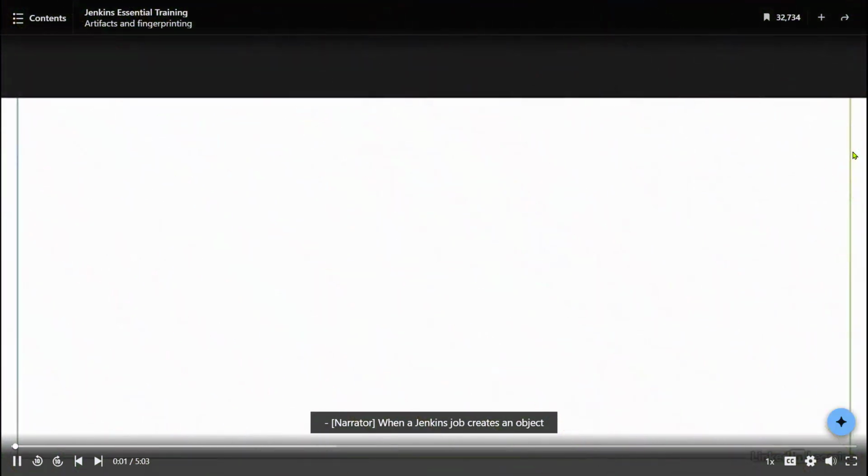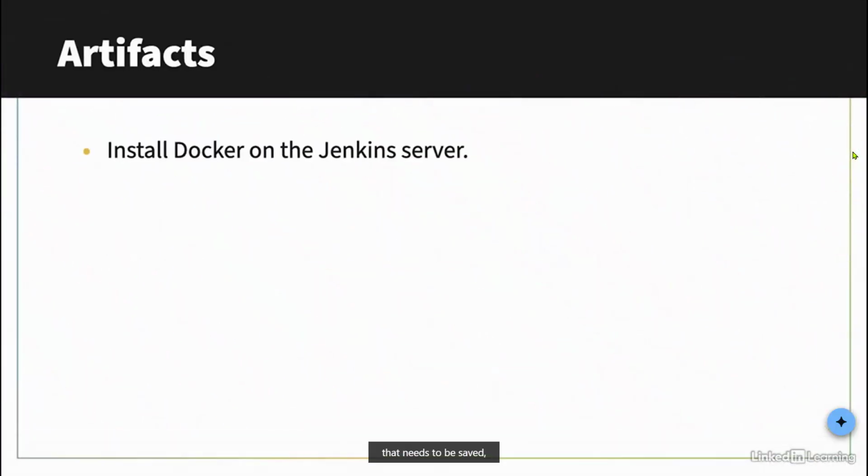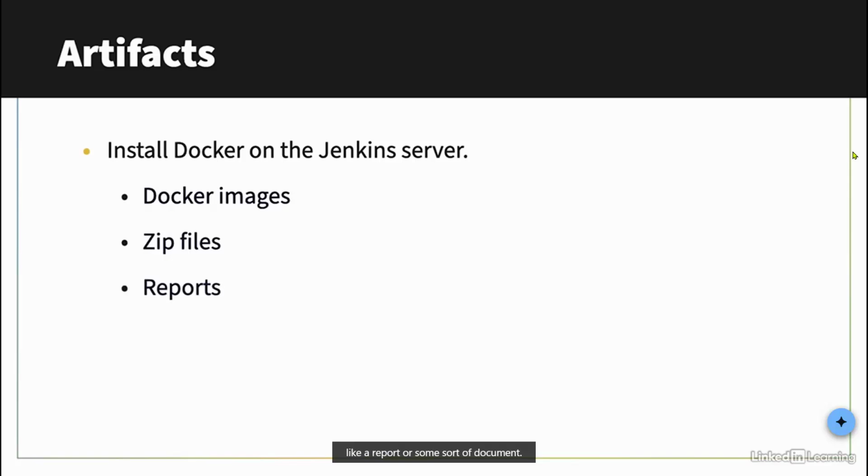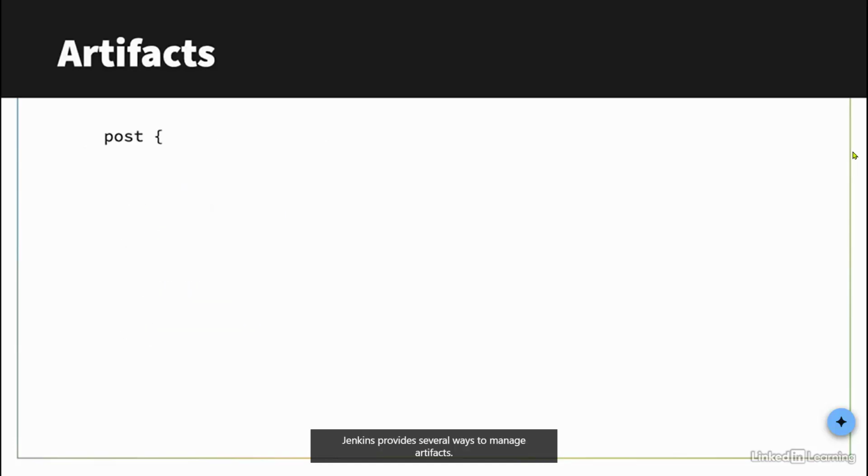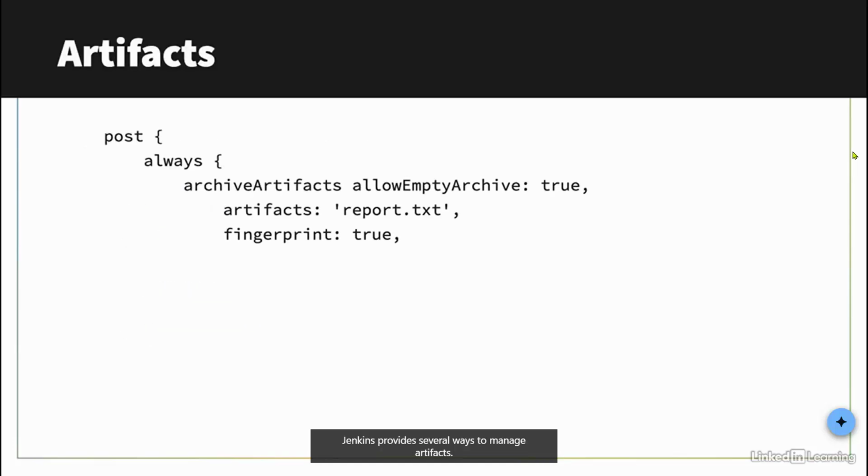When a Jenkins job creates an object that needs to be saved, we refer to that object as an artifact. Artifacts can be compiled binaries like Docker images or zip files. Or an artifact might be a text file like a report or some sort of document. Jenkins provides several ways to manage artifacts.